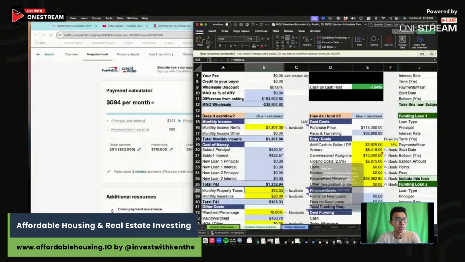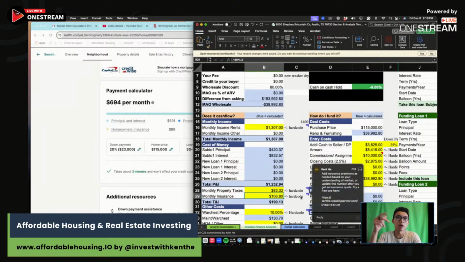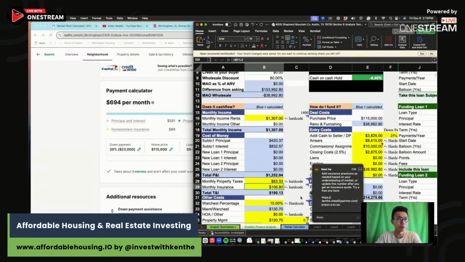And then for my insurance, I got $89. So I'm going to do equals 89 times 1.2. And I'm adding a 20% premium because insurance companies typically view your property as more risky if it's an investment property. So that's why I'm adding a 20% premium. All right. So now that I got that in there, I have now estimated my insurance will be 106.